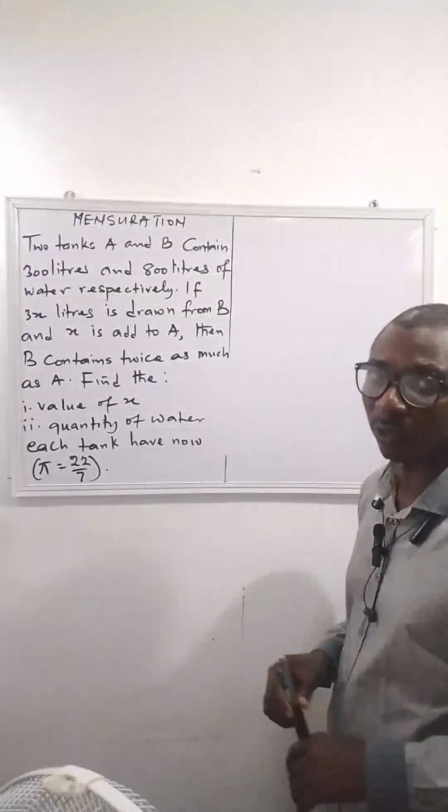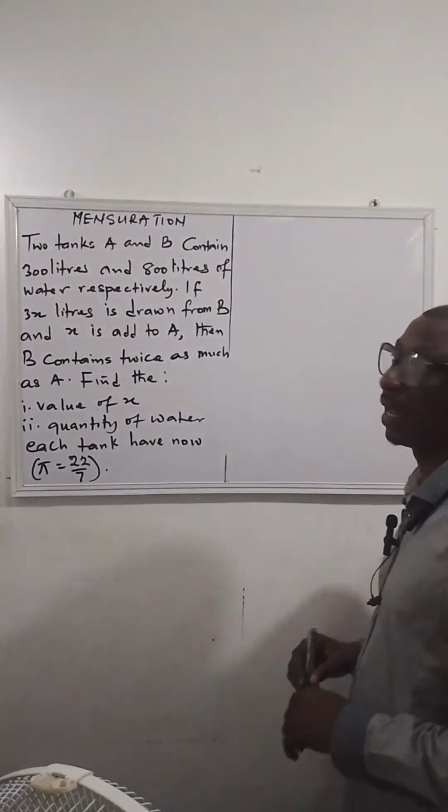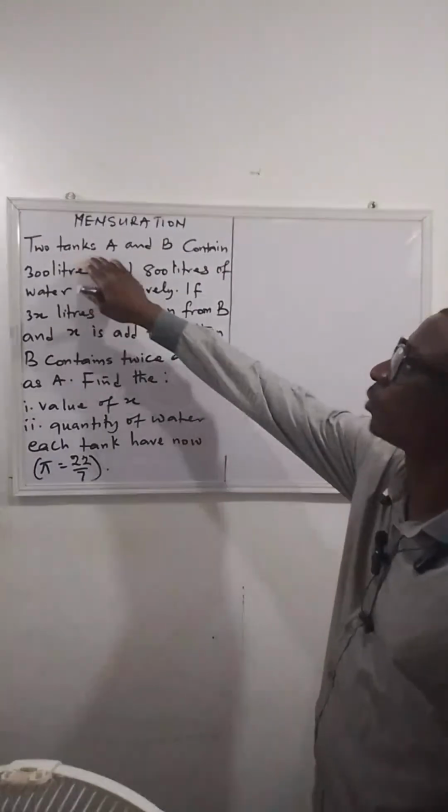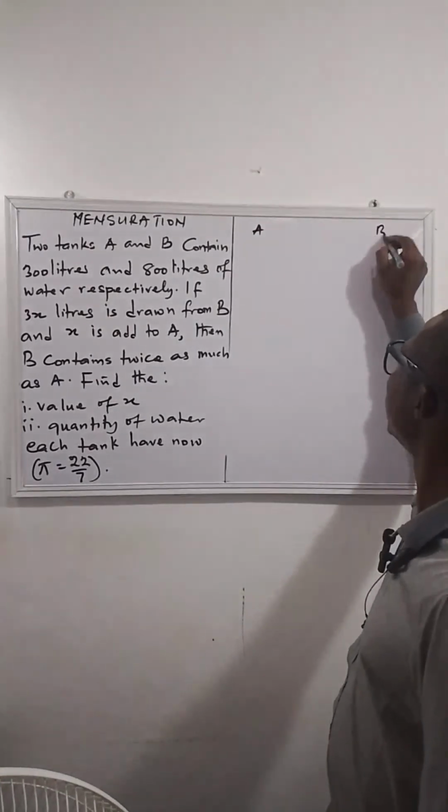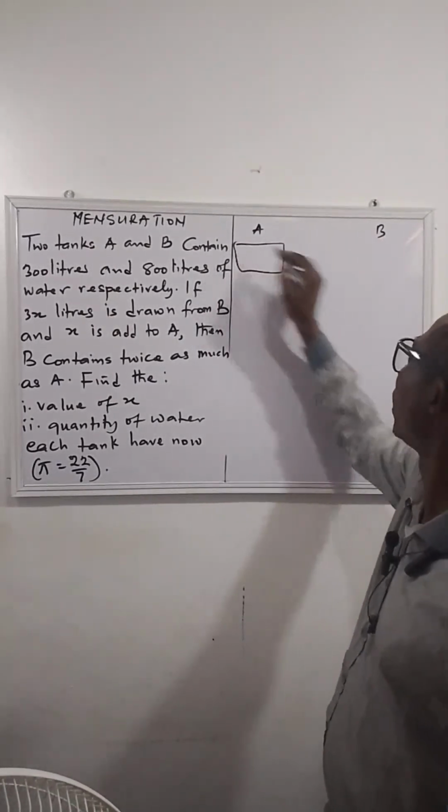I hope we all understand the question. Now let's see, how do we solve this problem? Let's analyze it one after the other. We have two tanks, tank A and tank B.